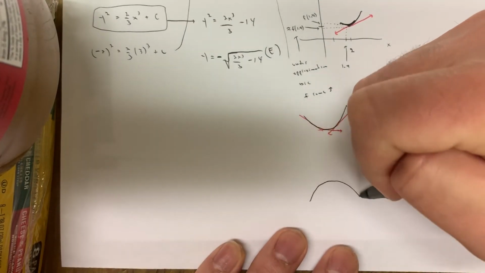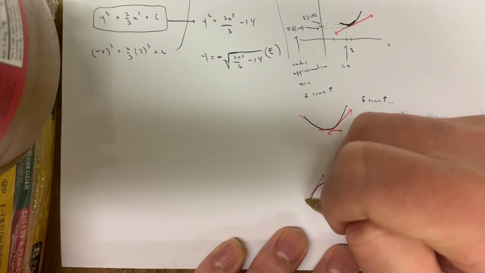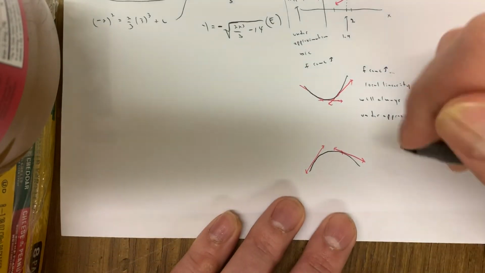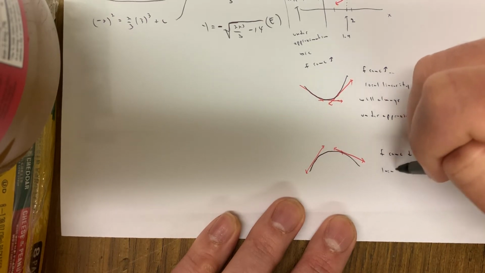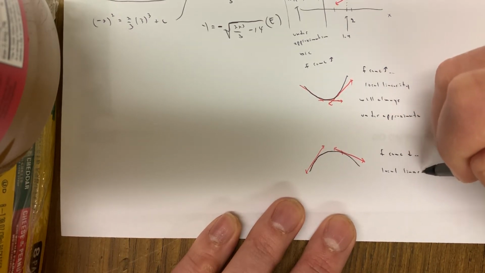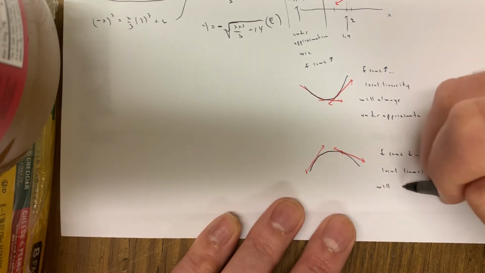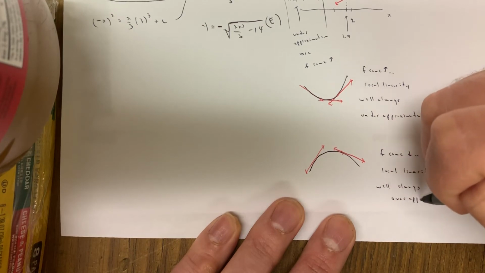If f is concave down and you actually plug in to a tangent line, you'll see the tangent line is always going to be above the function, no matter where you write it, okay? So if f is concave down, then local linearity will actually always over approximate.